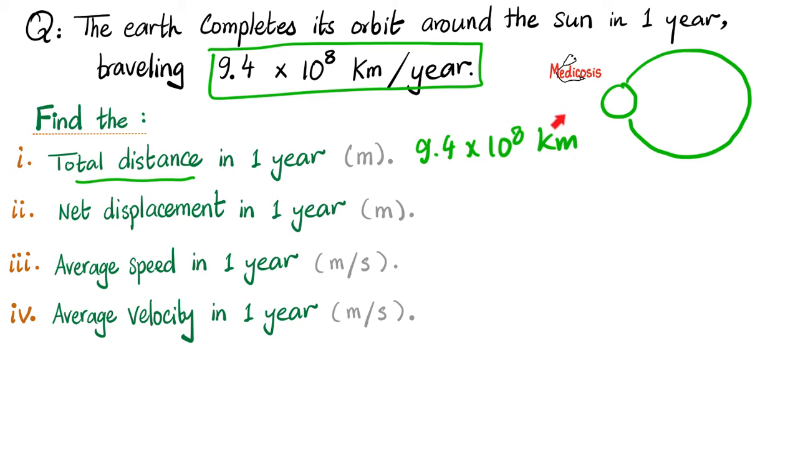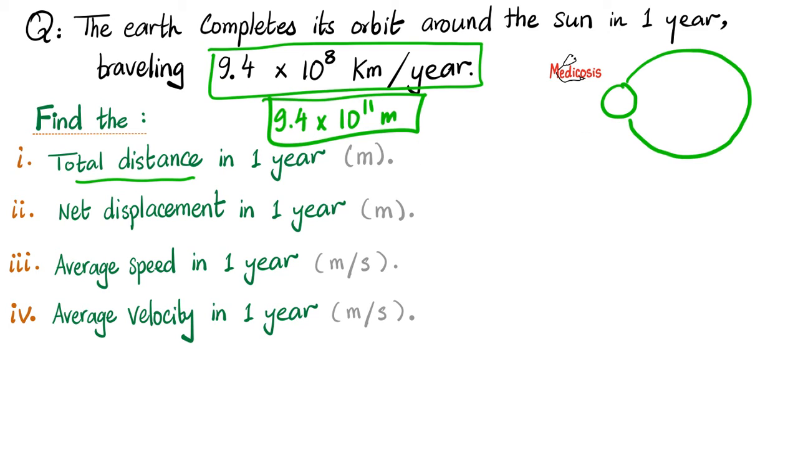But careful, because they do not want the answer in kilometers, they want it in meters. How do I convert kilometers into meters? You multiply by 1,000. So instead of 10 power 8, it will be 10 power 11 meters. So let's write this again, 9.4 times 10 power 11 meters, and that's the answer for total distance. How about net displacement? I started here, I ended up here, so the net displacement is 0, zip.